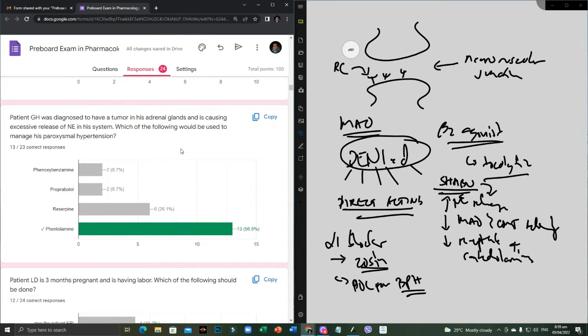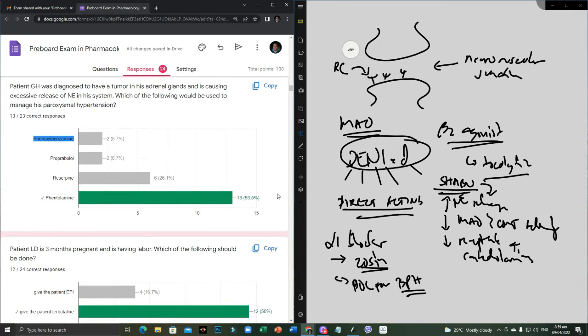Next question. Patient GH was diagnosed to have a tumor in his adrenal glands that is causing excessive release of norepinephrine. Obviously, he has pheochromocytoma. Which of the following would be used to manage his paroxysmal hypertension? As I mentioned a while ago, to manage paroxysmal hypertension, we will be using phentolamine. Phenoxybenzamine, again, is mainly used as a pre-surgery medication for pheochromocytoma. But again, that kind of disorder is rare. I haven't seen anyone diagnosed with that condition yet here in the Philippines.